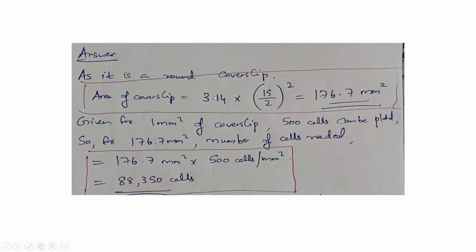So in this case you can start with the same definition. Basically you have the diameter, and from that you can calculate the radius. In that case 7.5 millimeter would be the radius, and from the equation, area of a circle is equal to pi r square. If you substitute the value, you will get the area of the cover slip as 176.7 millimeter square.